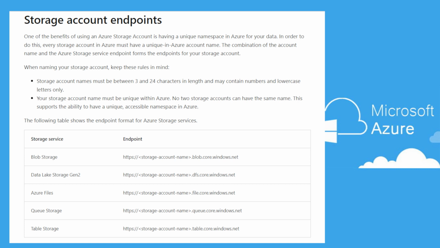When naming your storage account, keep these rules in mind. Storage account names must be between 3 and 24 characters in length and may contain numbers and lowercase letters only. Your storage account name must be unique within Azure. No 2 storage accounts can have the same name. This supports the ability to have a unique, accessible namespace in Azure. The following table shows the endpoint format for Azure storage services.